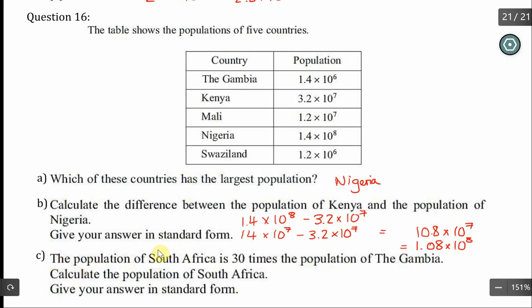And part C, population of South Africa is 30 times the population of the Gambia. Calculate the population of South Africa. So we're going to do 30 times population of the Gambia, 1.4 times 10 to the power of 6. Okay, so 3 lots of 1.4 would be 4.2. So 30 lots of 1.4 would be 42. Effectively times that by 10. So 42 times 10 to the power of 6, but that's not in standard form. 4.2 times 10 to the power of 7 is. And there we go.